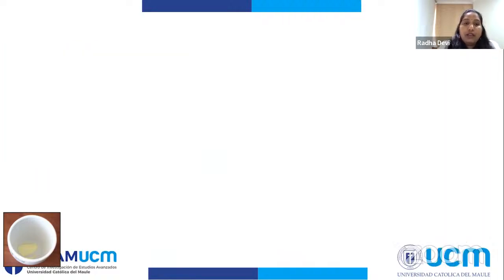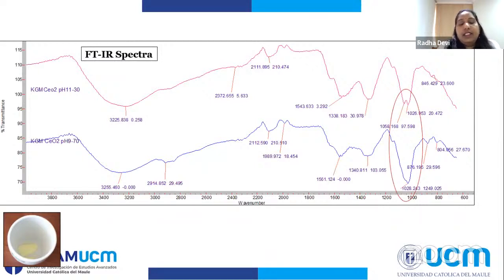Apart from the UV, we did the FTIR analysis, and in the FTIR analysis, we could see a peak at 1058, which is a characteristic peak for cerium oxide vibrational stretching. This is the peak for cerium oxide capped with konjac glucomannan at pH 11 at a temperature of 30 degrees centigrade. In comparison with the spectra of pH 9 at 70 degrees centigrade, both showed the characteristic peak, but the stretching of the 1058 peak is not visible at pH 9.